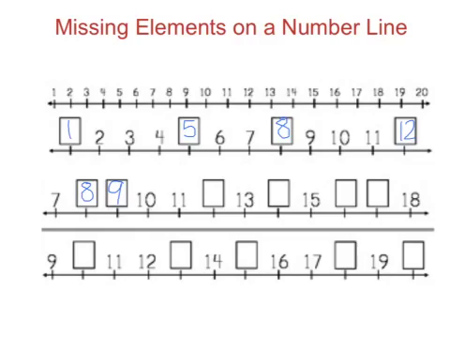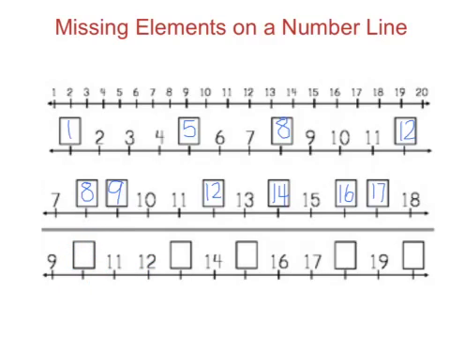7, 8, 9, 10, 11, 12, 13, 14, 15, 16, 17, 18. On my last number line, I start with the number 9. One missing number, 11, 12. I wonder what that missing number is.